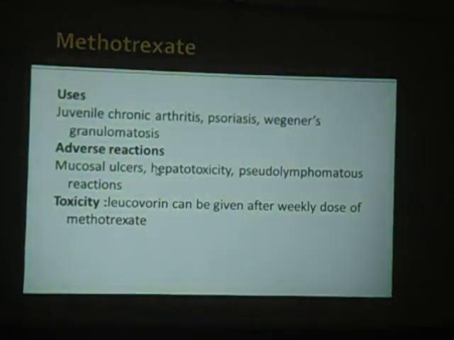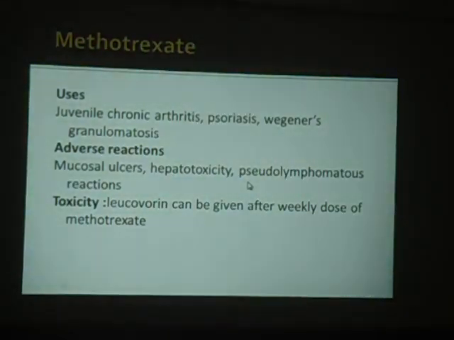Adverse effects here are mucosal ulcers, hepatotoxicity, and pseudo-lymphomatous reactions. In case of toxicity, what is happening? Toxicity means the folic acid levels will be decreased in the body. Once these folic acid levels are excessively decreased, what can happen? Normal cell growth needs folic acid for its development, so normal cell growth can also be inhibited. In that condition, we can give the rescue factor, leucovorin factor, which can increase the folic acid levels in the body.